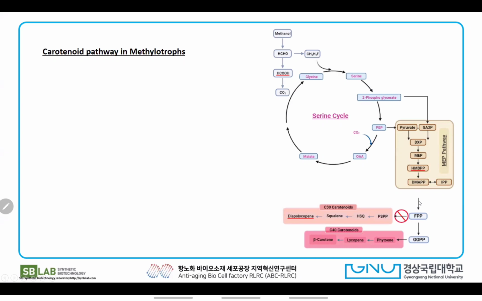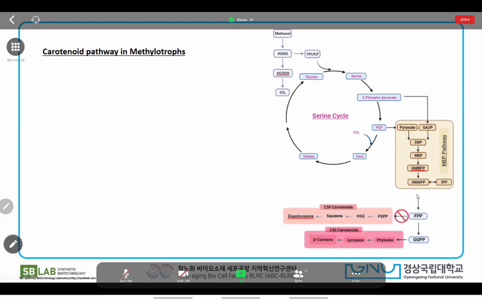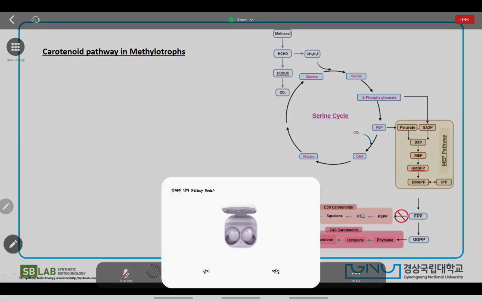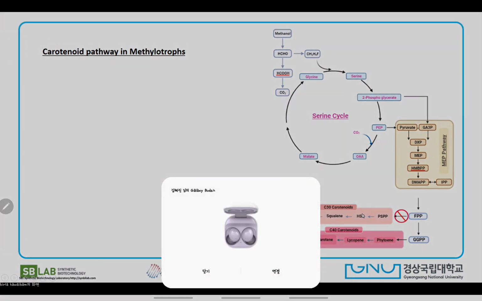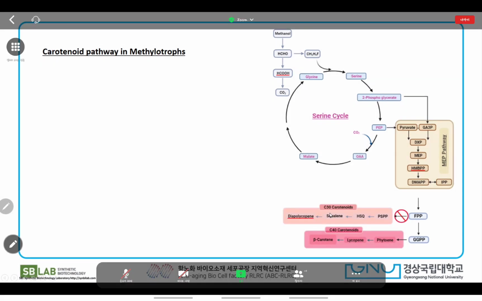pathway is there. So in its native environment, our methylotrope produces this C30 carotenoid from FPP, which is diverted towards the squalene pathway and then produces lycopene or diapolycopene, which is a C30 carotenoid.